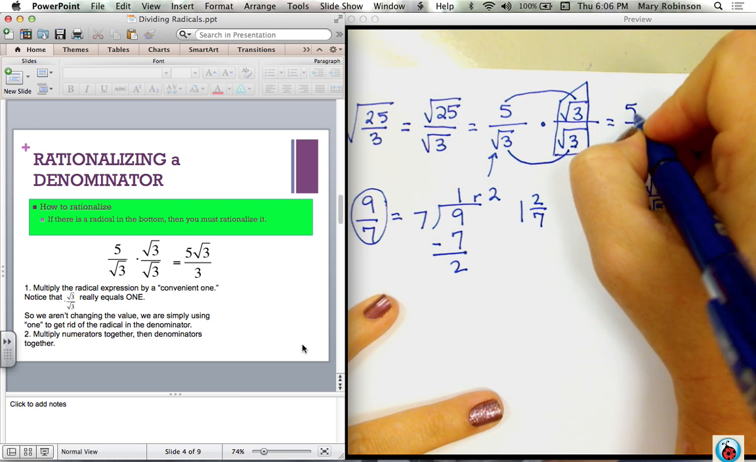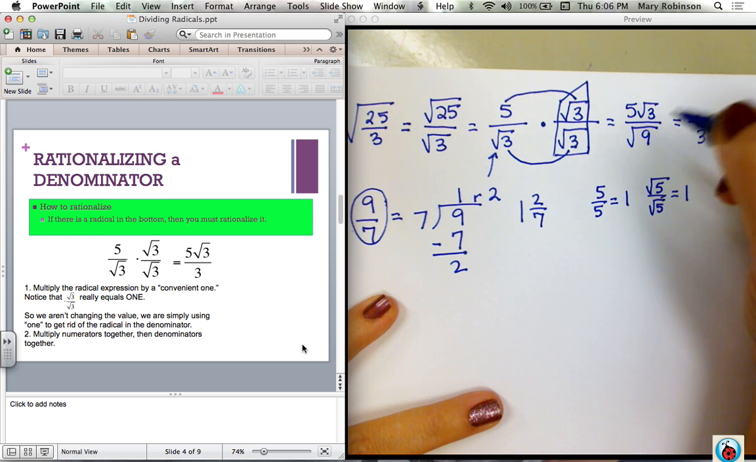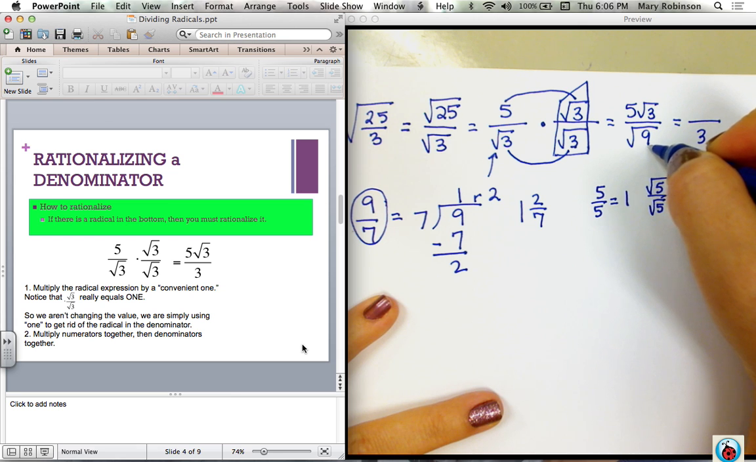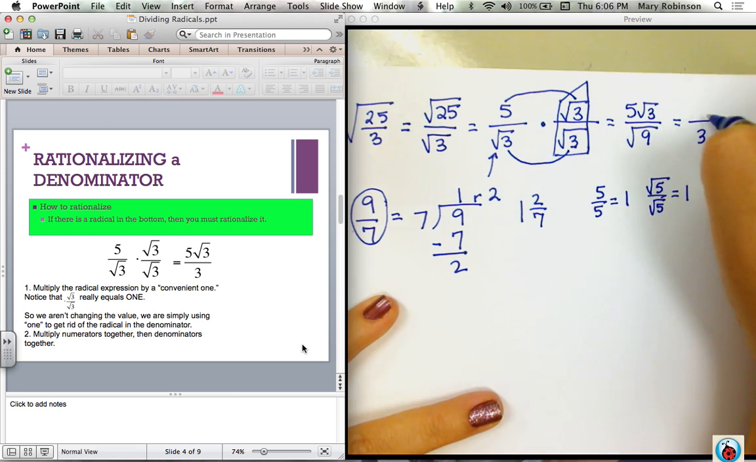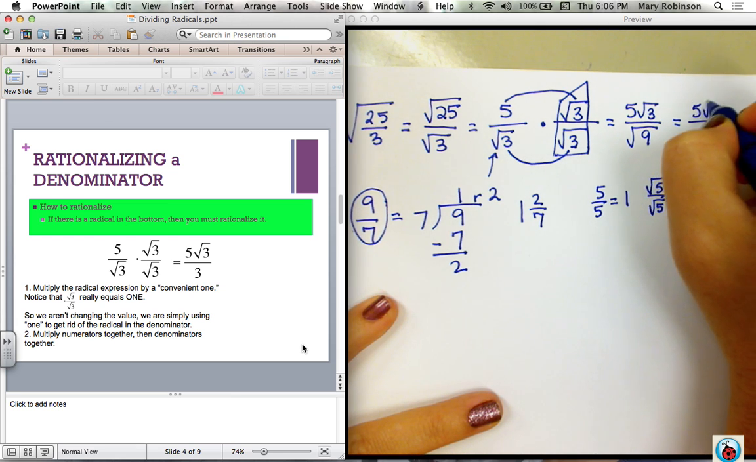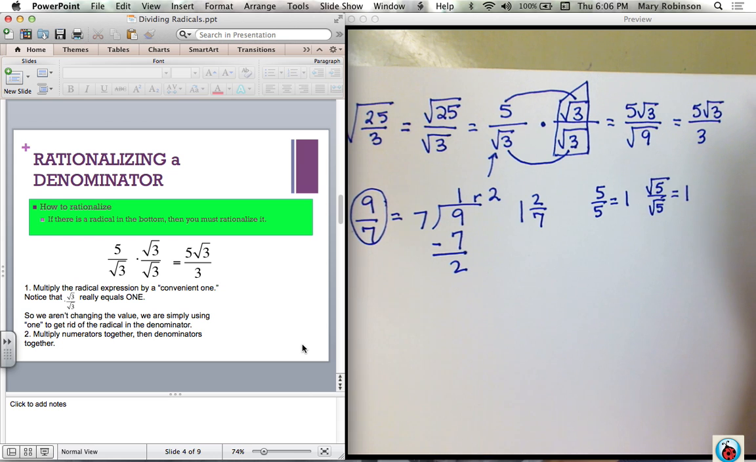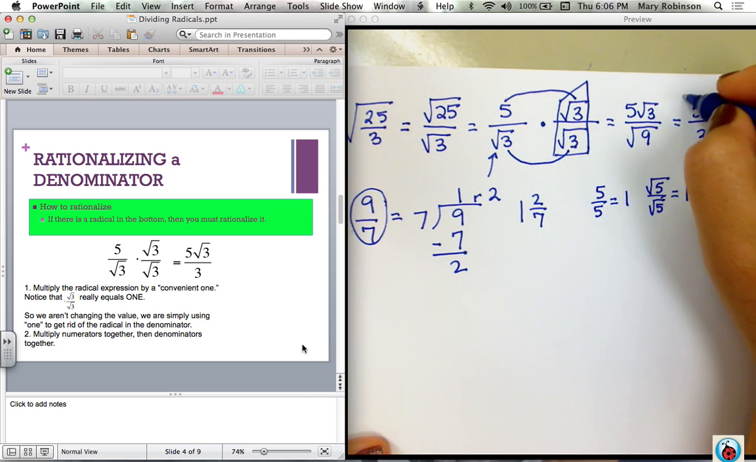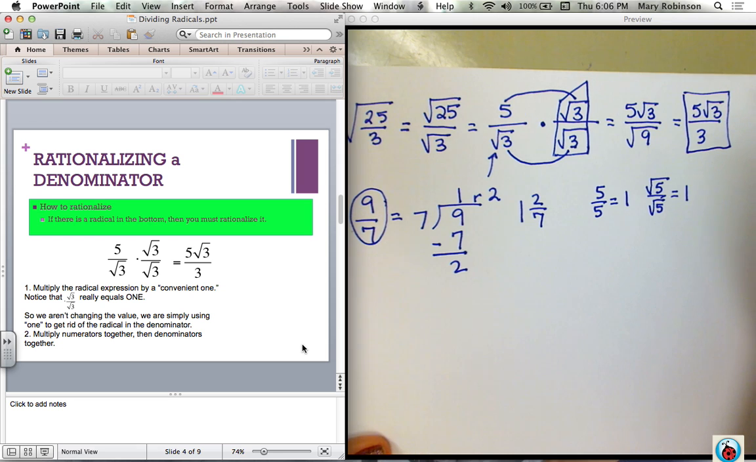So all we'll simply do is place the 5 beside the square root of 3 as a product. Now that we've already taken the square root of 9 and we know it's 3, we're going to include it here and just move over our numerator, 5 square root of 3. And our final answer is 5 square root of 3 divided by 3.